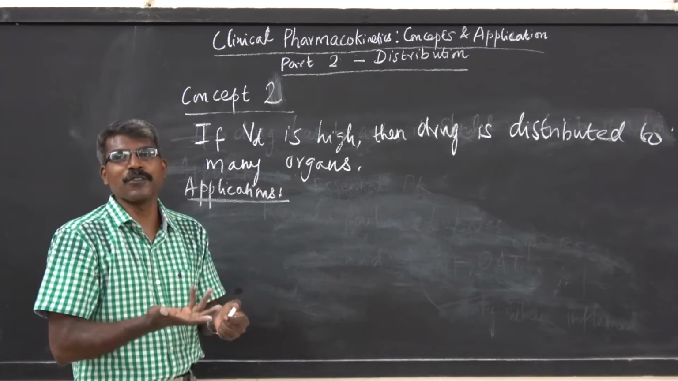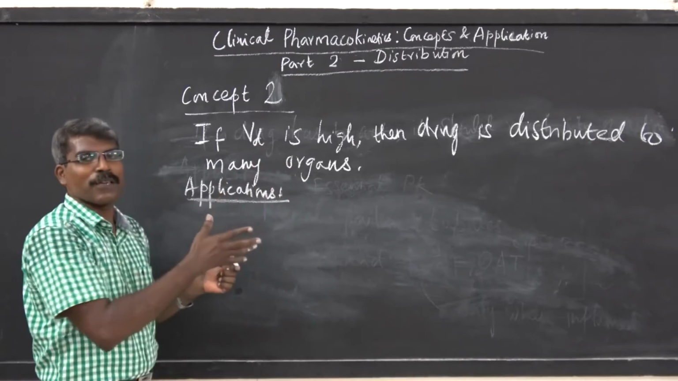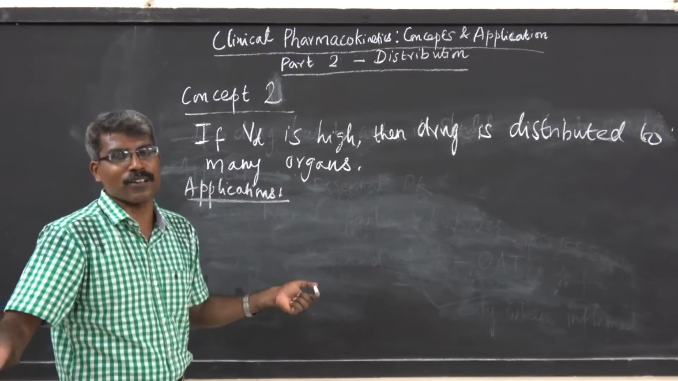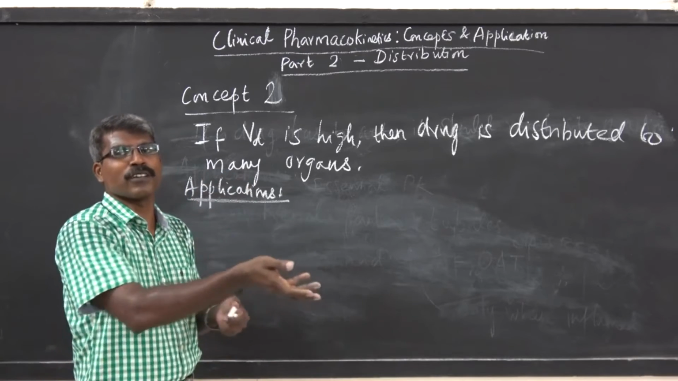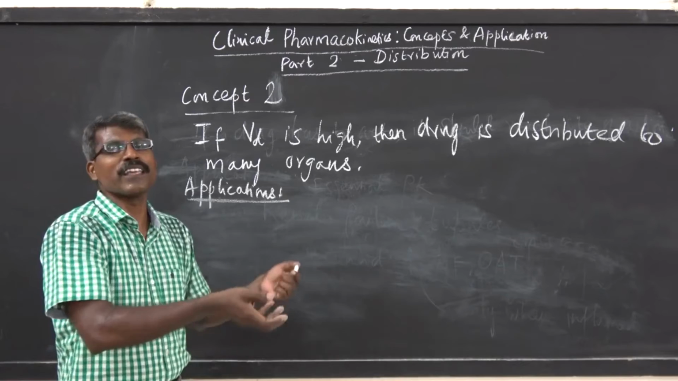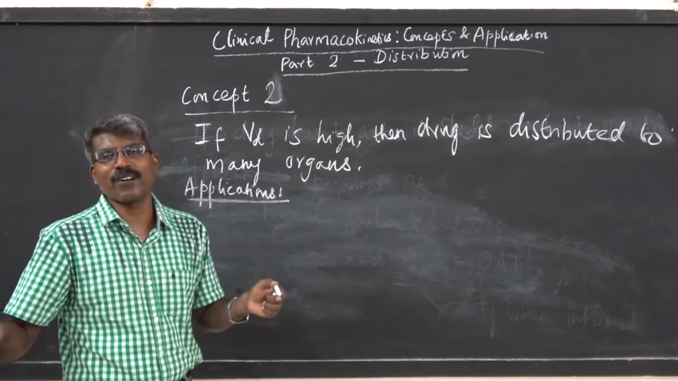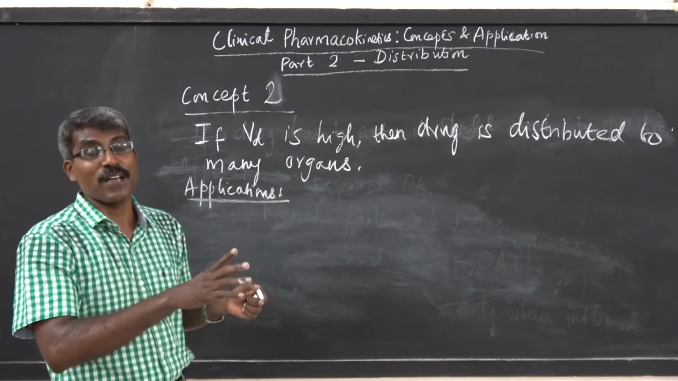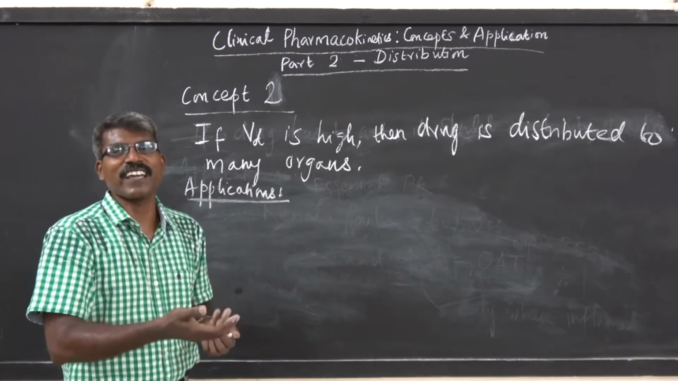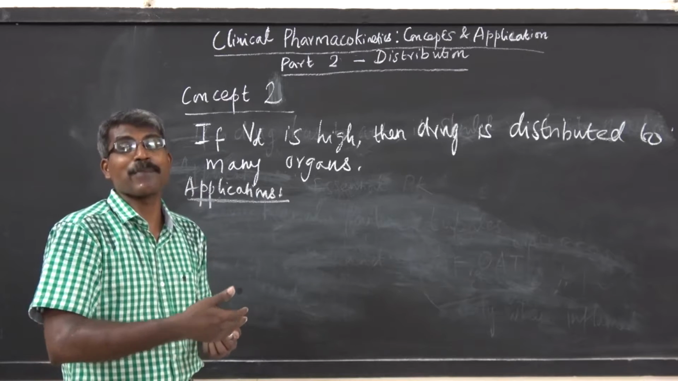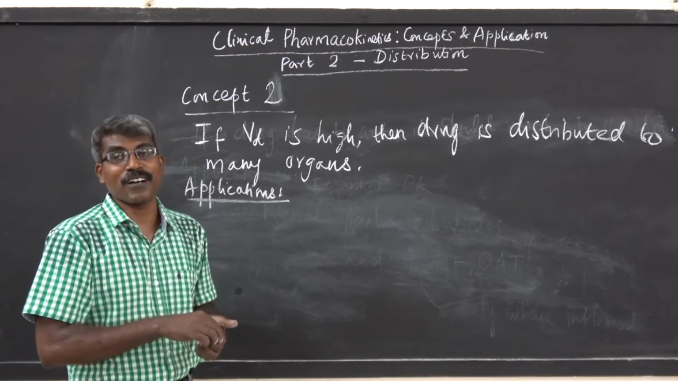Now what should we do? How is this? If VD is high, it means the drug is distributed to many organs. So the plasma level will increase slowly, because if you put say 100 milligram, each part of it will go to many organs, and the plasma level will be very low. But I want the concentration to be high so that the onset can be fast, so that it can start its action fast.